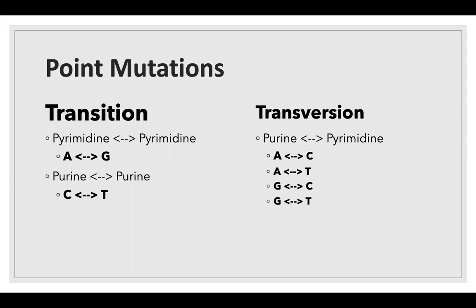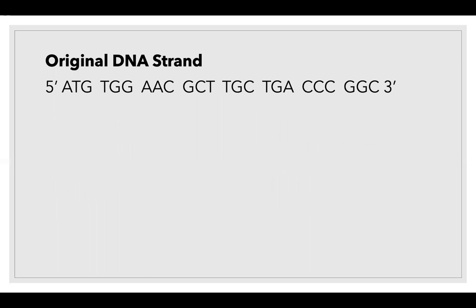Point mutations happen via 2 methods, transition or transversion. Remember, pyrimidine bases are C and T, and purine bases are A and G. Transition is when a pyrimidine base is substituted for another pyrimidine base, or when a purine base is substituted for another purine base. Transversion is when a purine base is substituted for a pyrimidine base, or when a pyrimidine base is substituted for a purine base.